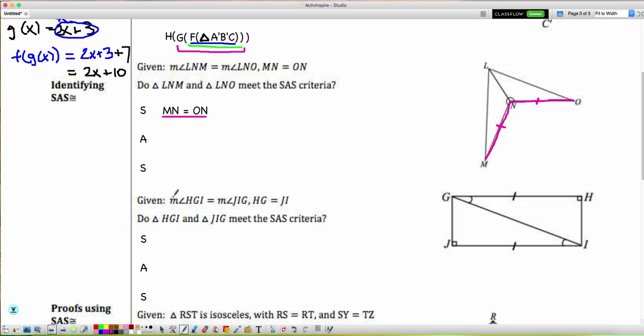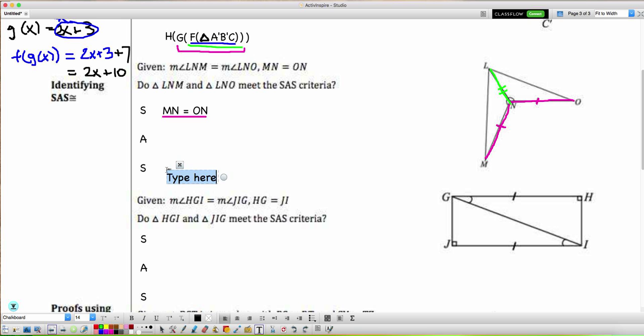The next thing I would look at is the next side. So I typically look at the sides first. So if I were to look to see if these two triangles have any other side in common, I can see, well, they do. They share this side. So LN on one triangle is the same length as the LN of this other triangle. So that would be what I write here: LN is equal to LN.